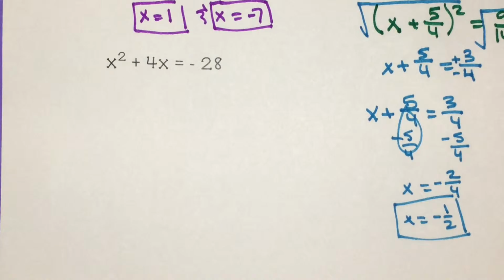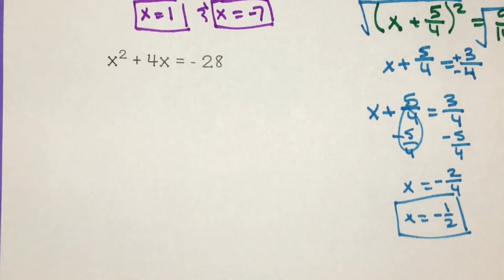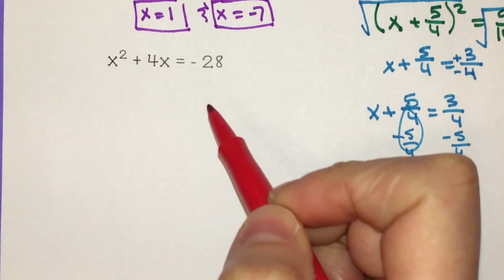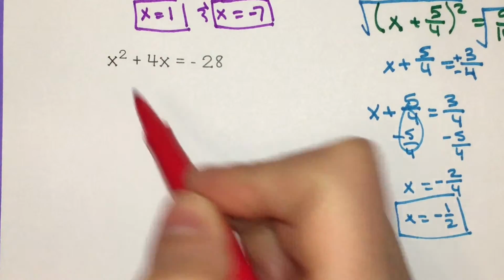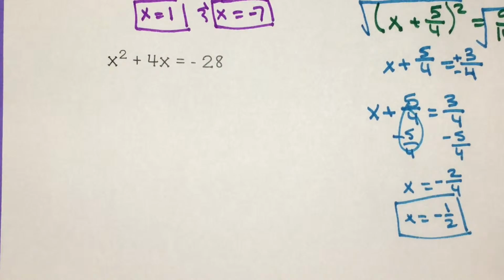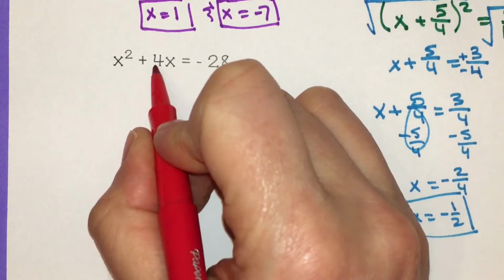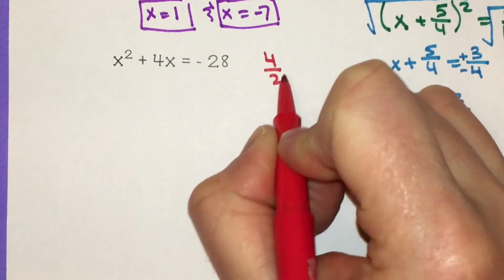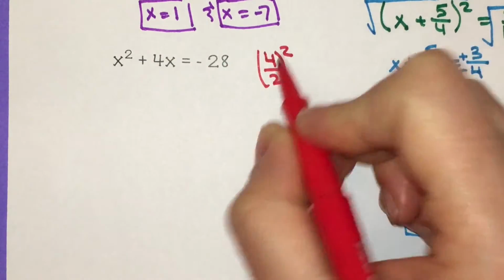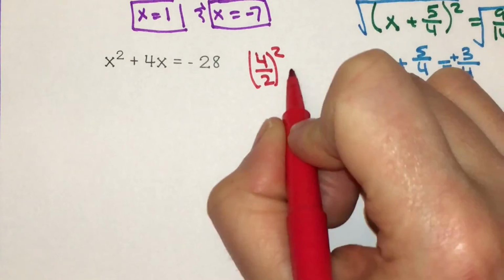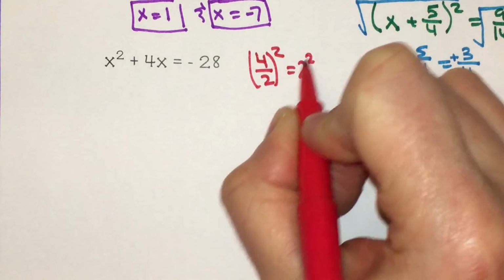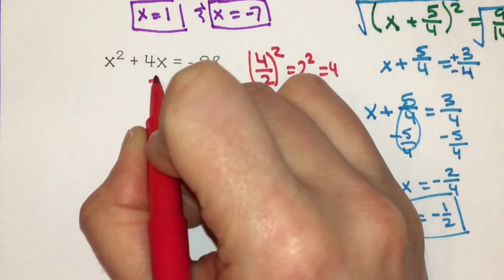All right, so on this one, we're actually going to have an imaginary number. So I don't have to divide by anything, and it's in the form x squared plus bx equals c, so all I'm going to do is complete the square to start with. So I'm going to say my b term is 4, so I'm going to divide it by 2 and square it. 4 divided by 2 is 2, and 2 squared is 4. So I'm going to add 4 to both sides.